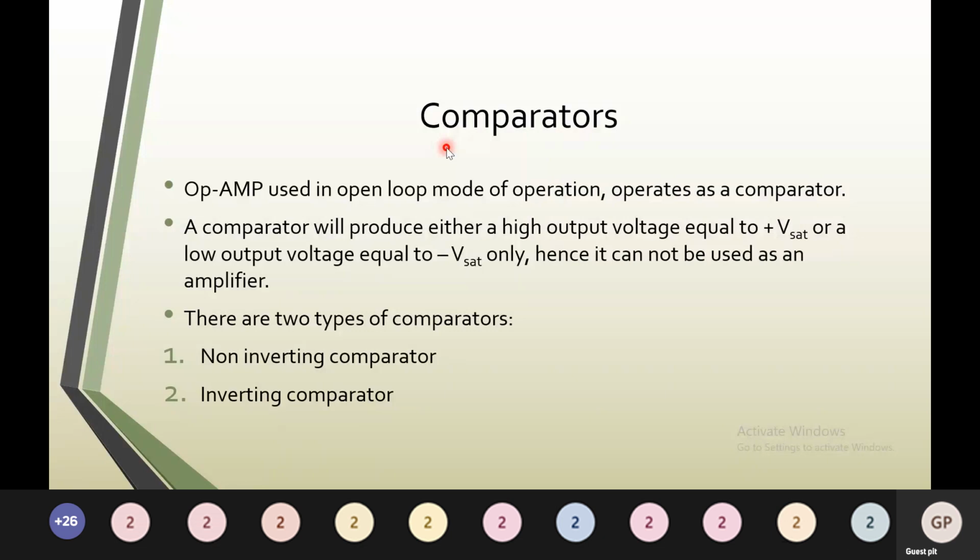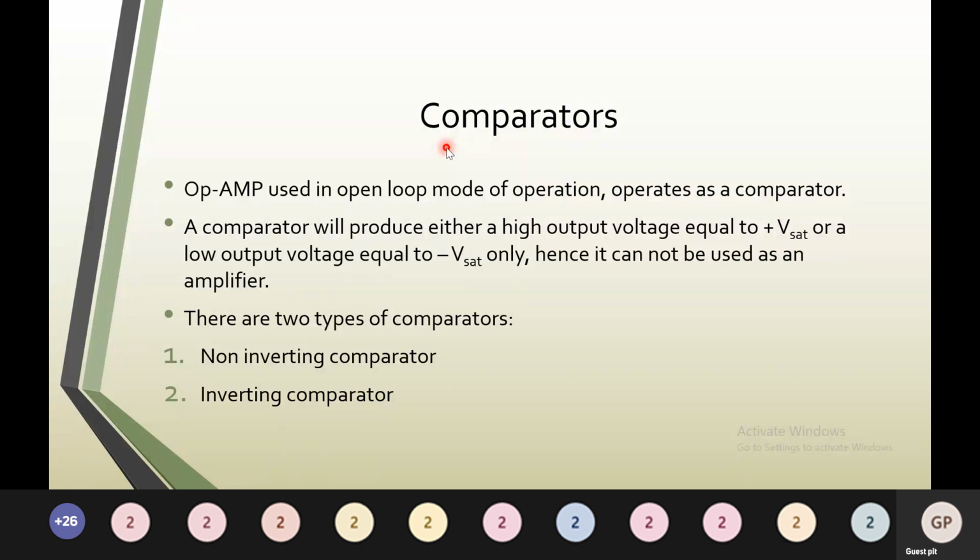If the difference is positive, the output will go to plus VSAT, that is the maximum positive voltage, the saturation voltage. If the difference voltage is negative, then the output will go to minus VSAT, that is the maximum negative voltage. So your output could be either of these two only. You cannot get any other output in a comparator. Please remember, if the circuit is a comparator, the output could be either plus VSAT or minus VSAT. You cannot have any intermediate value, only extreme positive and extreme negative.